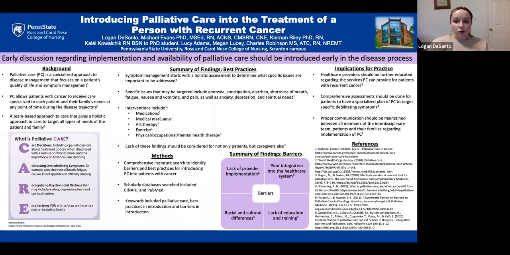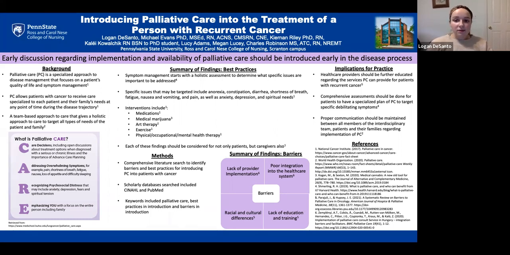And racial and cultural differences. Many of these differences can lead to some patients not really wanting to utilize the services of palliative care due to their own practices, but their practices can definitely be incorporated into the services palliative care can provide.